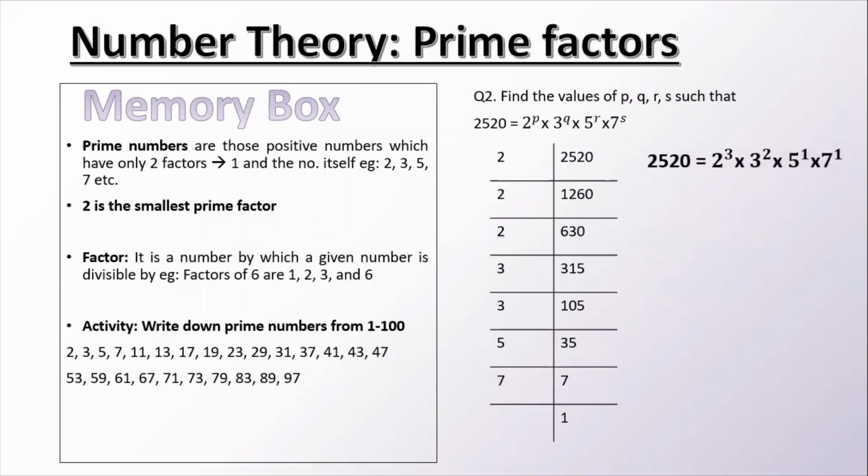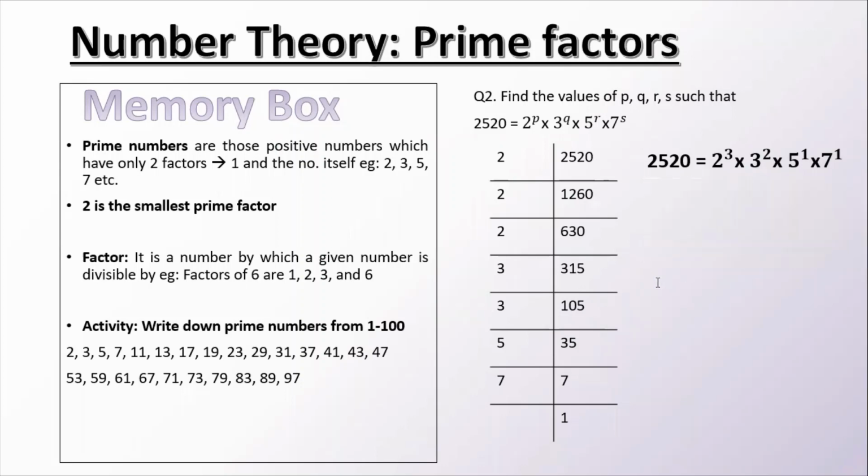This simply can be written as 2 raised to 3 into 3 raised to 2 into 5 raised to 1 into 7 raised to 1. Now if I were to compare the given answer with the given question, I can simply write the values of p as 3, q as 2, r as 1 and s as also 1.